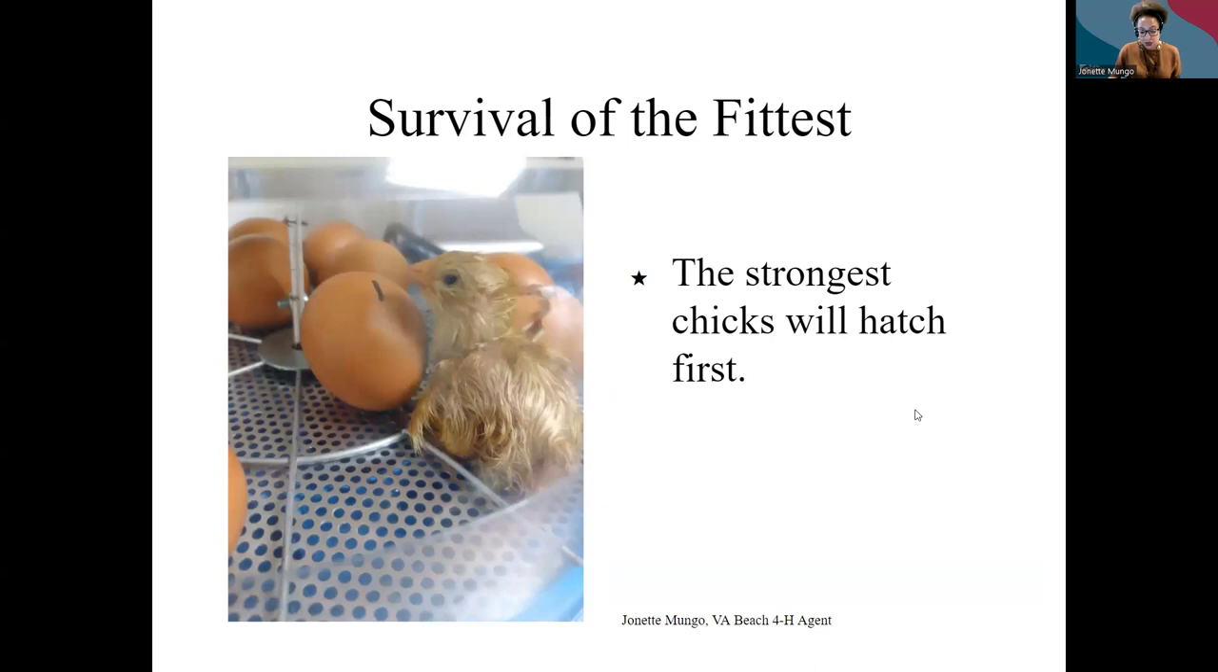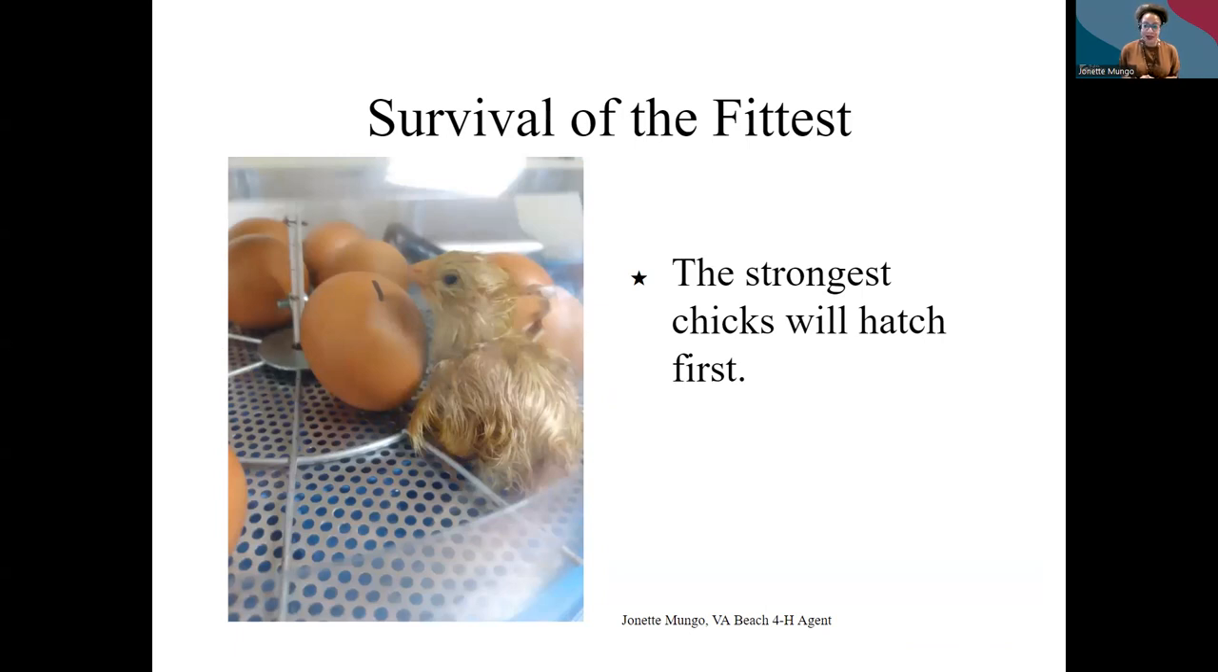The strongest of your chicks will hatch first. Please keep an eye on them. Last year we had an island of misfit toys, our scratch and dent chicks. We kept them alive and we homed them all together. Some of them did have some genetic defects that, of course, we couldn't see because it was internal, but on the outside, they looked fine.